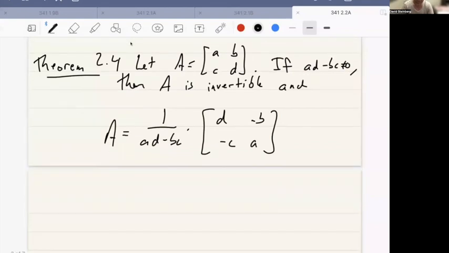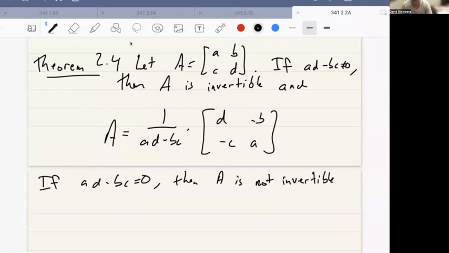Right, so as well, if AD minus BC is equal to 0, then A is not invertible. So we've got a perfect numerical way of determining whether or not a 2x2 matrix is invertible. And we call this number AD minus BC the determinant, because it determines things. The determinant of A.